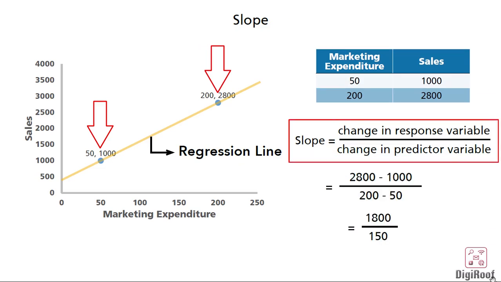Let's place these values in the slope formula. In this formula, the numerator depicts the change in response variable. Since sales are increasing from 1000 to 2800, we will subtract these two values to get 1800. Next, the denominator depicts the change in predictor variable. Since marketing expenditure is increasing from 50 to 200, we will subtract the two values to get 150. The value of slope for this regression line is therefore 1800 divided by 150. The point to keep in mind is that if you know any two corresponding values of predictor and response in the regression line, you can calculate the value of slope for that regression line.